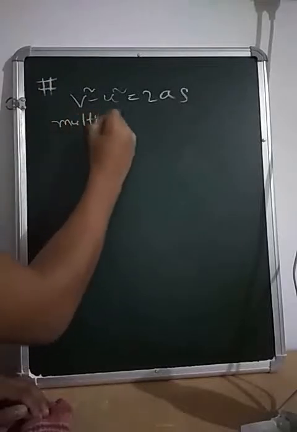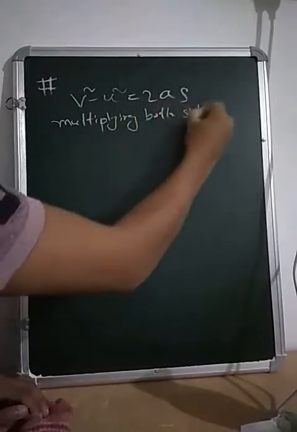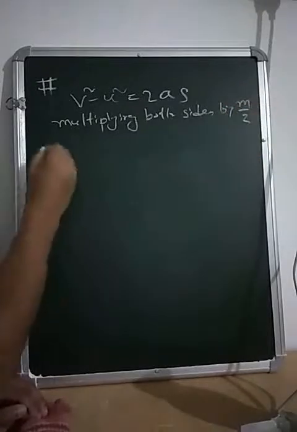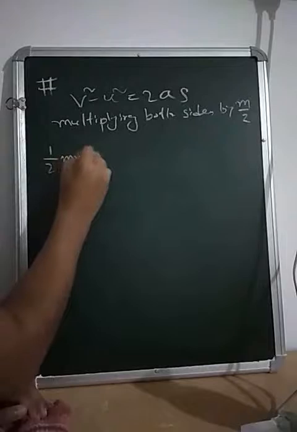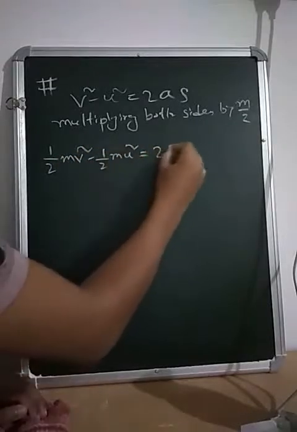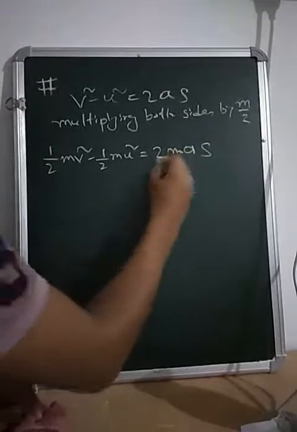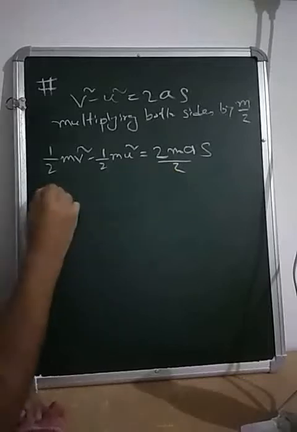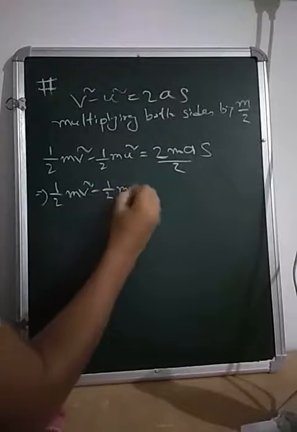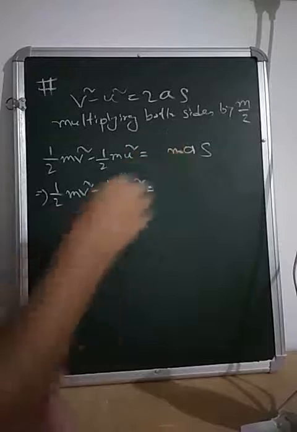Now multiplying both sides by m by 2, what do we get? Half of m v square minus half of m u square equal to twice m a into s, divided by 2. So we get half of m v square minus half of m u square is equal to, see, 2 and 2 will be cancelled, m a into s.